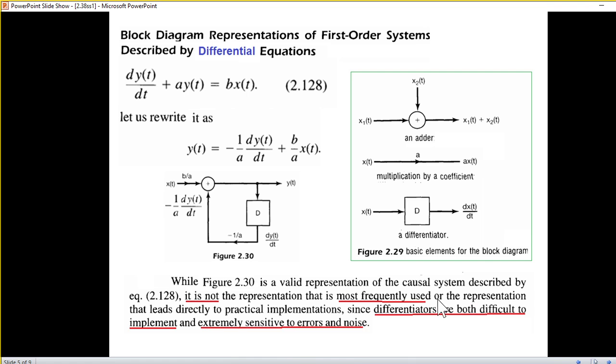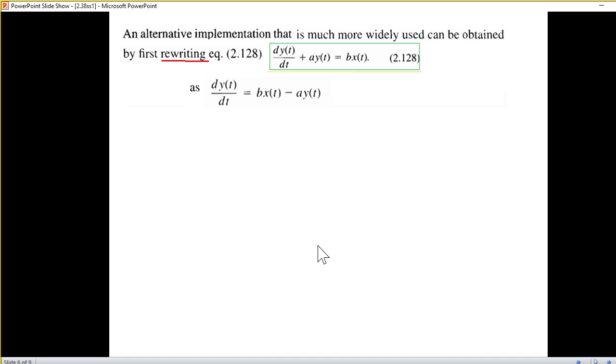So instead of a differentiator, we'll try to convert it into a form so that we can use an integrator circuit. And for that, we rewrite this equation.